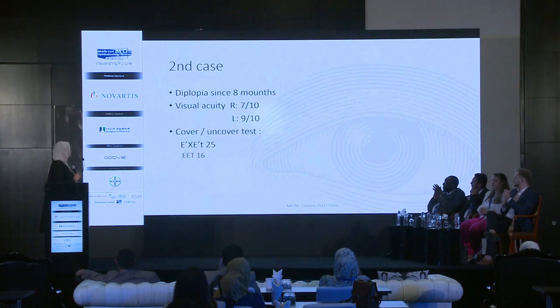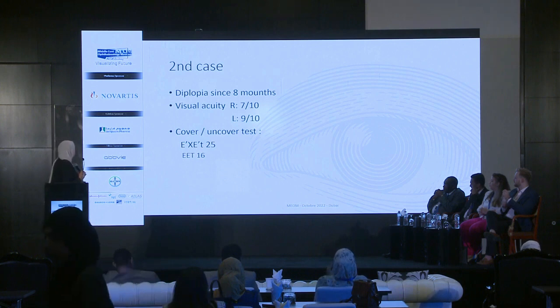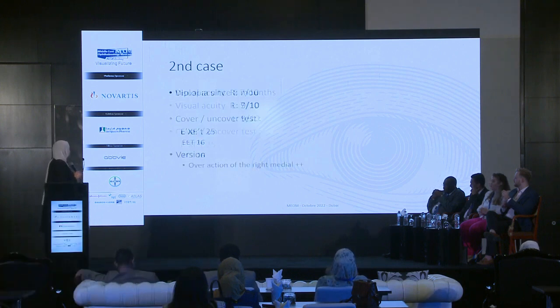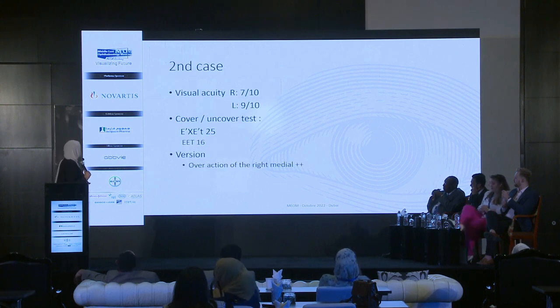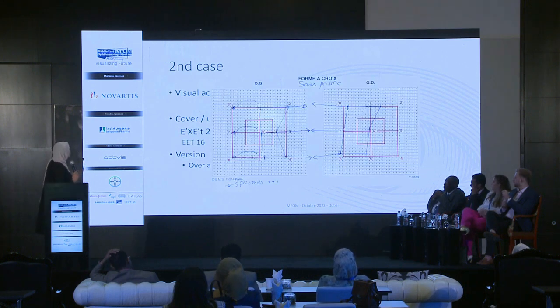Second case, diplopia since 8 months. On the cover test, we found 25 dioptres at near and at far, esotropia 60. When we studied the versions, we found the overaction of the right medial rectus.